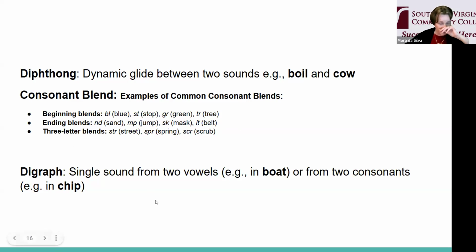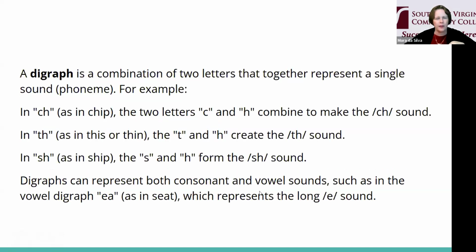And then a digraph is when a single sound is made from two vowels, like boat. You just hear that O, okay? Or from two consonants. You can have a consonant digraph too, like the CH, that ch sound, okay? So just to reiterate this idea of a digraph, you've got consonant digraphs like ch, th, sh, right? That makes a single sound, okay? These make a single sound. And then also you have your vowel digraphs like EA, like in seat, which is making that long E sound.